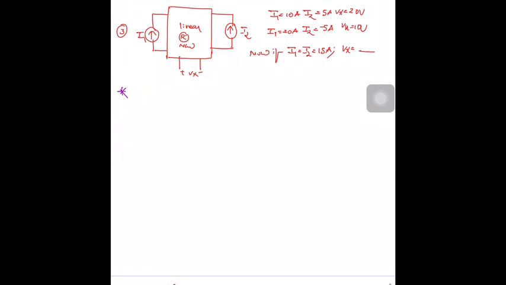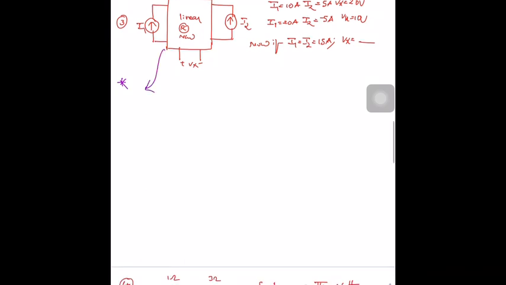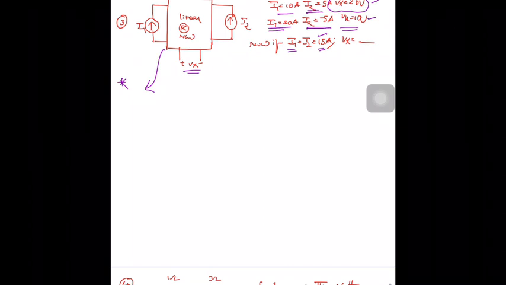Now it is an interesting question. SPT, third model. It is called the box model. Now here the given question is: if I1 is equal to 10 amperes, I2 is equal to 5 amperes, then voltage Vx is equal to 20 volts. Okay. If I1 is equal to 20 amperes, I2 is equal to minus 5 amperes, then Vx is equal to 10 volts. Now if I1 is equal to I2 is equal to 5 amperes, what is the value of Vx? This model is called the box model.